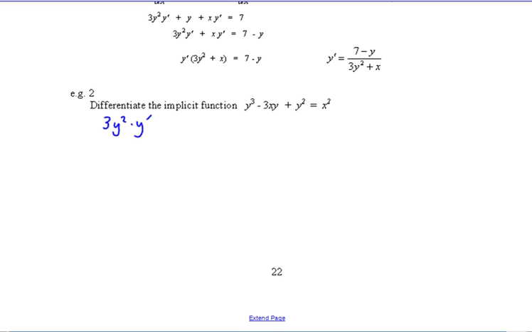All right, so this guy, guess what we're going to have to use? The product rule. Now you can put the constant on the outside if you like. So minus 3, or it doesn't matter.